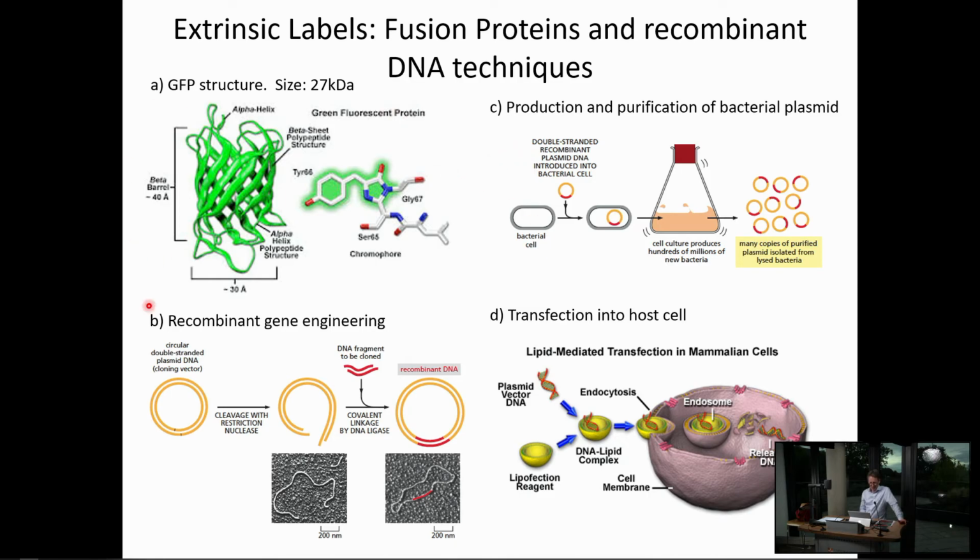So here you see the structure of GFP. You see the chromophore part of it. The size is about 27 kilodaltons, so it's like a small protein. So it's actually relatively large, right? It's remarkable. You can attach that to a protein and the living cells just continue to work in the normal way. So what you then do is you engineer a little plasmid, as it's called.